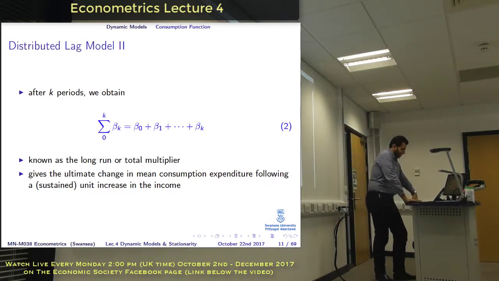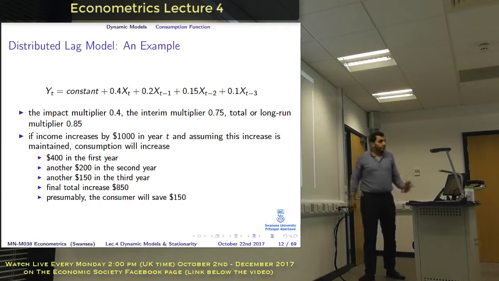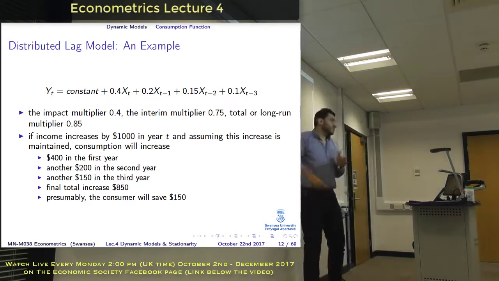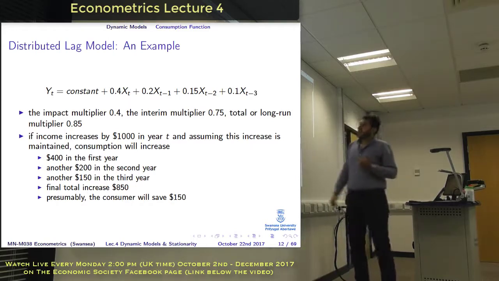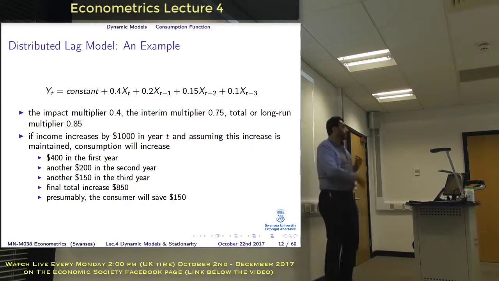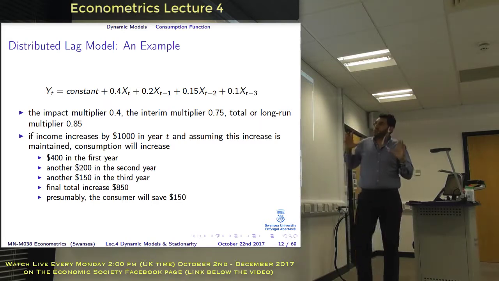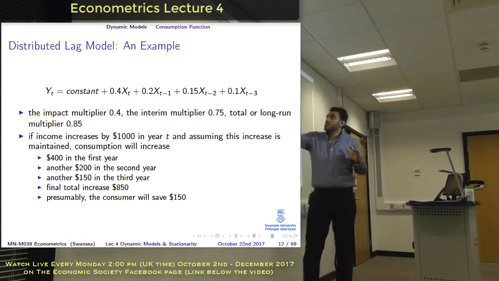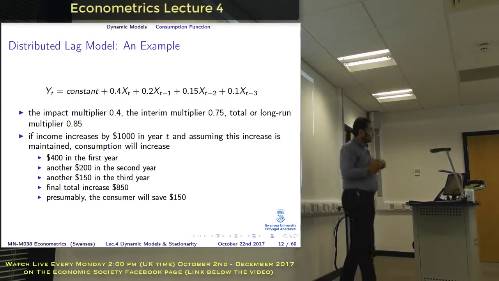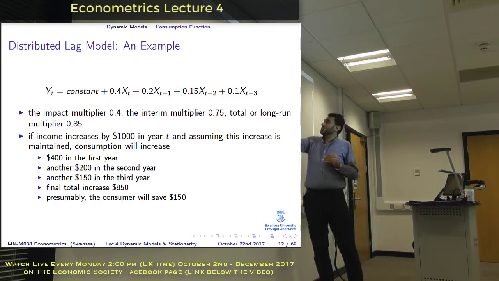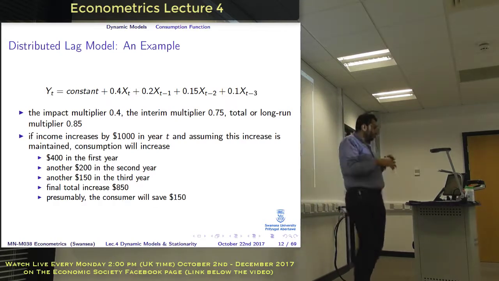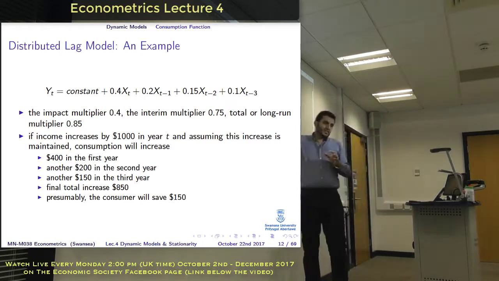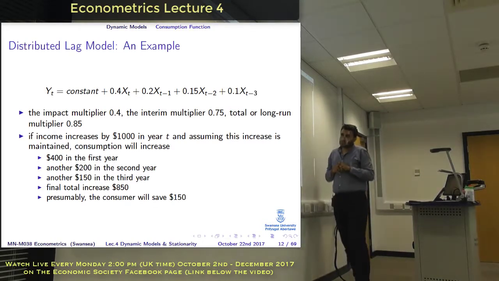So for example, let's assume now that we have this model where yt depends on xt, xt minus 1, xt minus 2, up to xt minus 3. Let's think of this in the same way: this is consumption, and this is disposable income. So xt here is disposable income in time t, t minus 1, t minus 2, and t minus 3. If we assume these are quarterly data, or annual, then that's what t represents here.